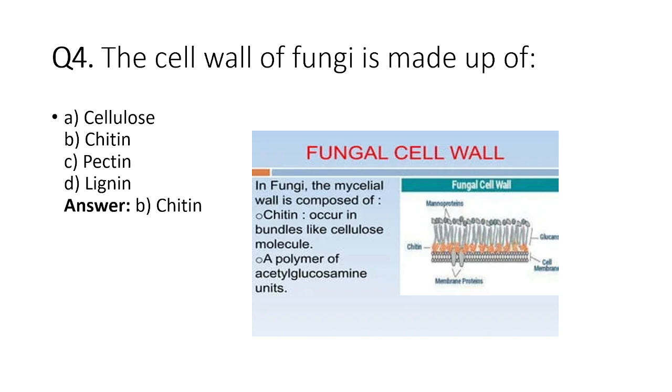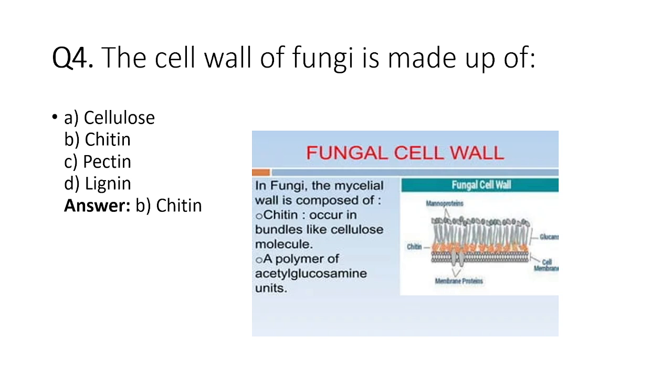The primary cell wall of fungi is made up of chitin. The chitin contains beta 1,3 glucan, which forms a scaffold. Scaffold is nothing but a network structure around the cell. Look here, it is chitin. It contains beta 1,3 glucan and it forms a network around the cell and gives support to the cell wall.